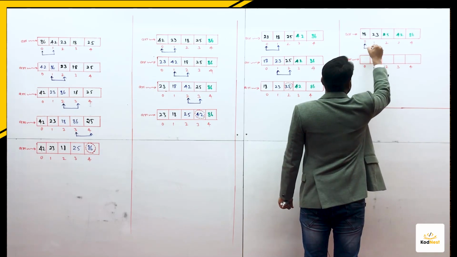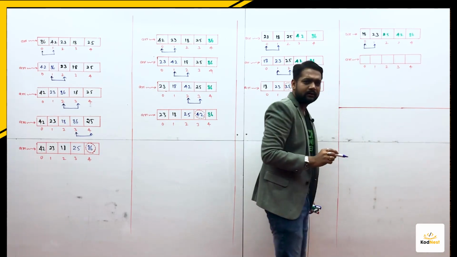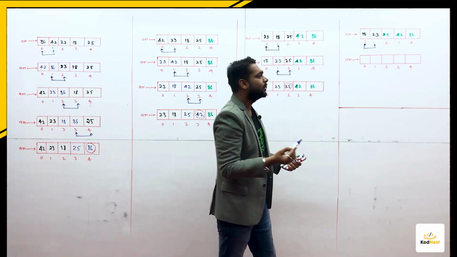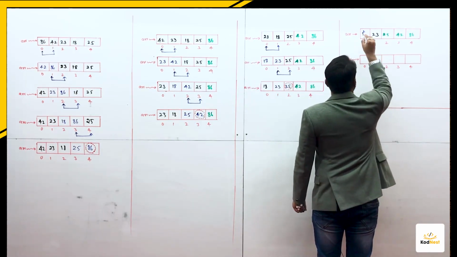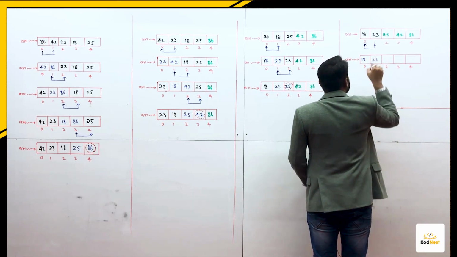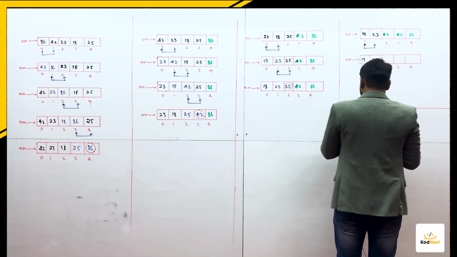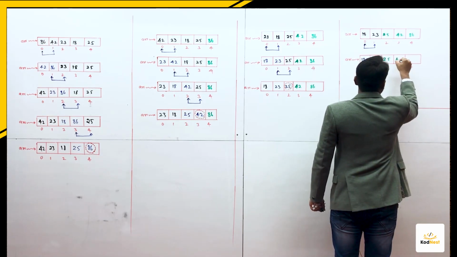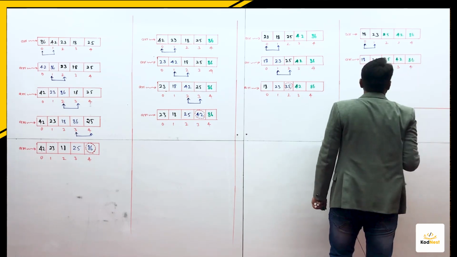Is array of j greater than array of j plus 1? No, they are not greater. If it was greater, we could have swapped. They are not greater, so I would not swap. I will keep it there only. 18 will be here only, 23 will be here only. 25, 42, 86. See, 25, 42, 86 is there.